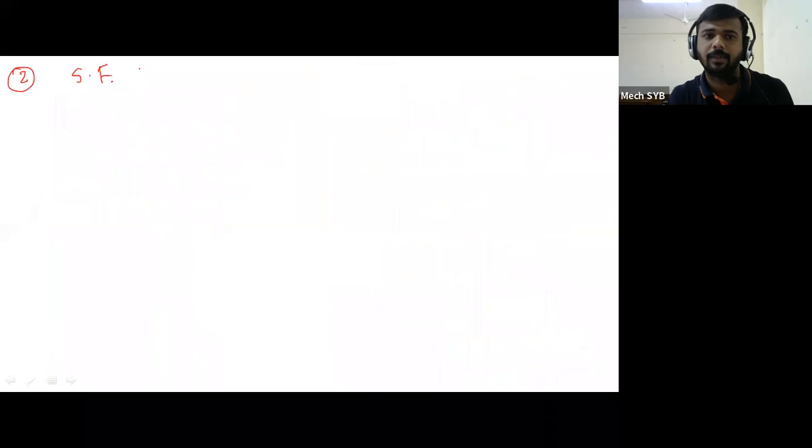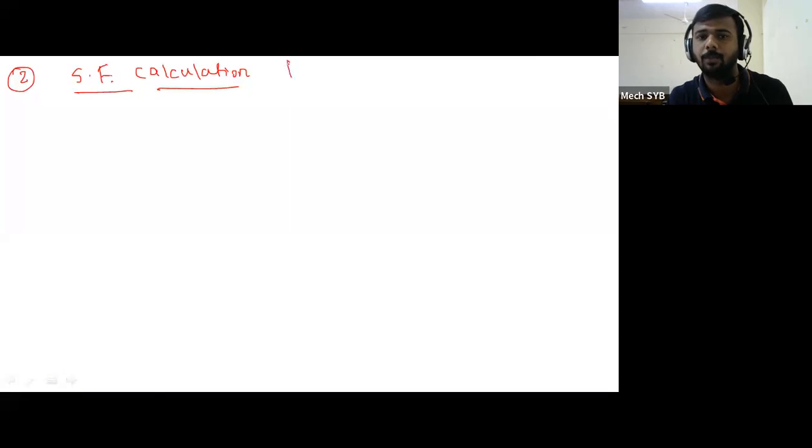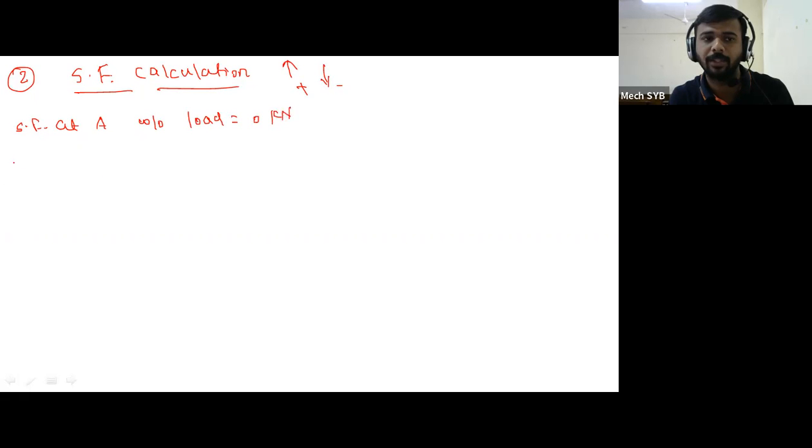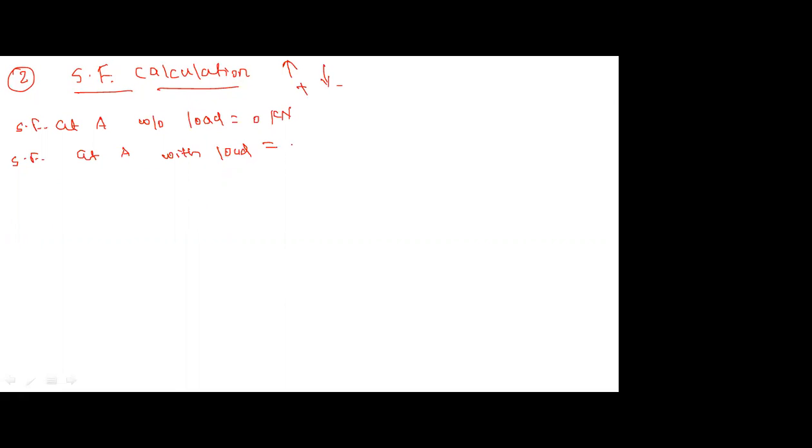SF calculation. Upward forces positive, downward forces negative. So start from the left side. SF at A without load 0 kilonewton. Don't forget to take these conditions. SF at A with load. What is the value with load means? Reaction RA 39 kilonewton.